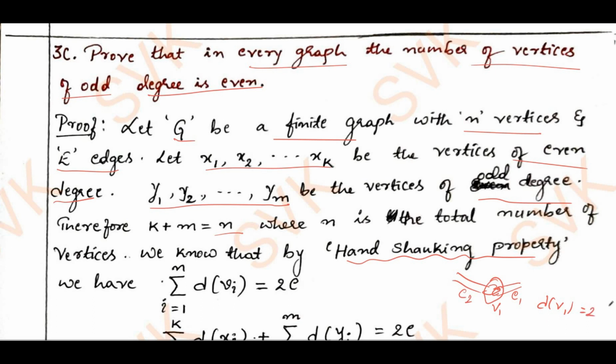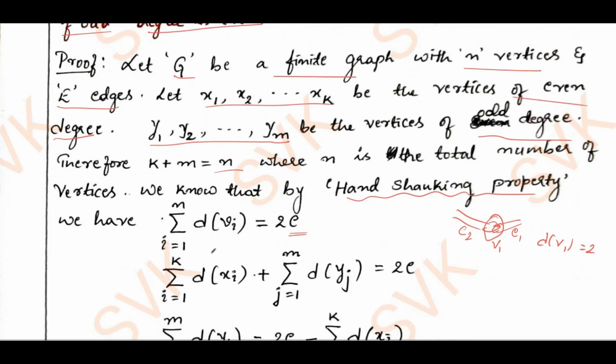This is the handshaking property. You can think of it in a very simple manner. There is a chance they can ask this question in the exam. So the degree of this vertex is 2. Using this standard property, the sum of the degrees of Vi, with i running from 1 to n, is equal to 2 times the number of edges.